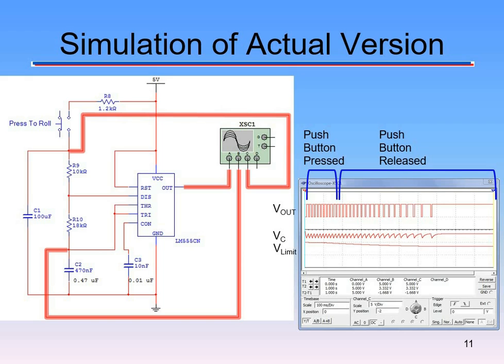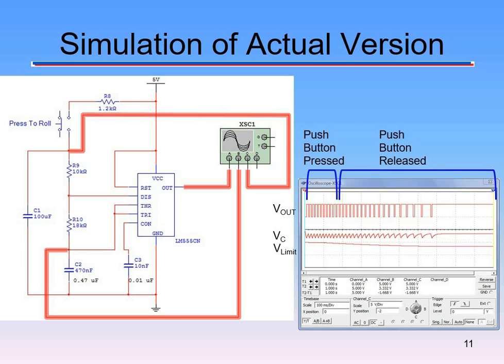So V out isn't the same thing over and over. T high is not the same thing. It's getting longer each time. And notice how VC is taking longer each time to charge. Alright, it's because we're adding that other capacitor. So it's increasing the time to charge.